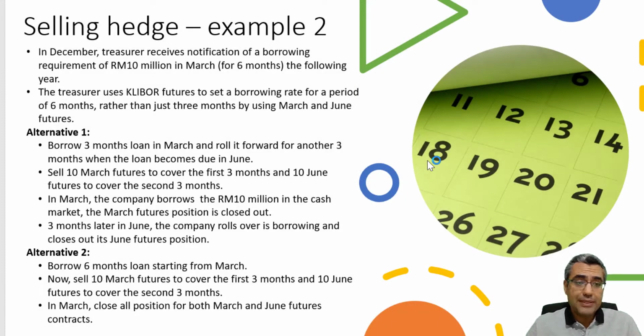Financial futures contracts, example 2. In December, Treasury receives notification of a borrowing requirement of 10 million ringgit in March for 6 months the following year. This means that we are in December, right?